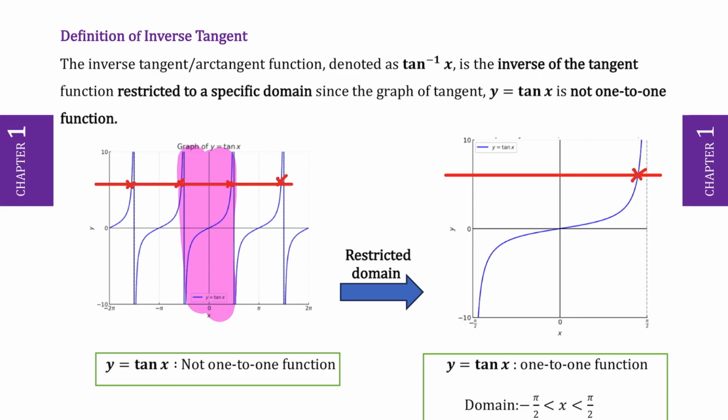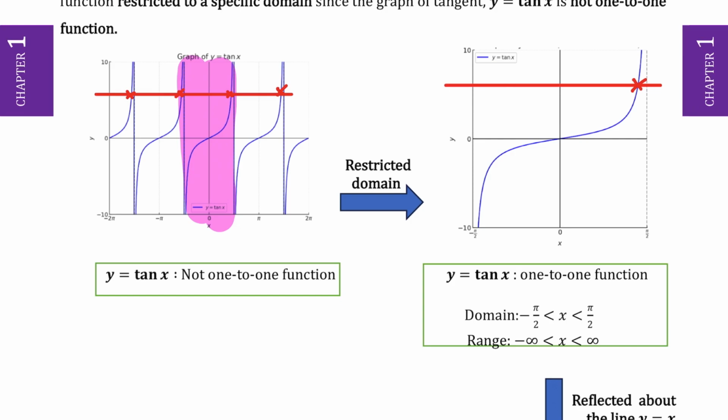Now let's see the definition for the restricted domain. For y equal to tangent x, the domain must be from negative pi over 2 until pi over 2. Be careful, you cannot touch, so this is not equal. You cannot touch because here we have the asymptotes.